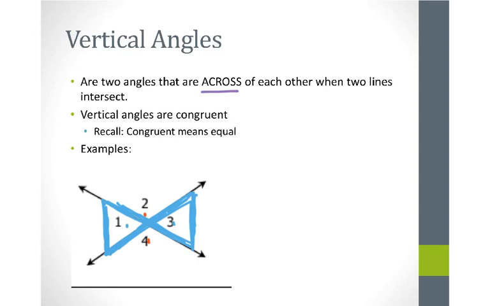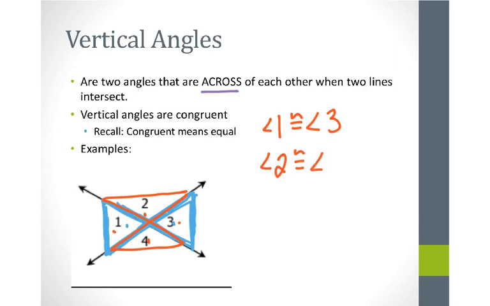But they form a bow tie, okay? And it doesn't matter if it's vertical or horizontal, you still see that bow tie effect, okay? So they kind of go like, or an hourglass or the timer from any games, okay? So, angle 1 would be considered to be congruent to angle 3 because they're directly across from one another. And angle 2 is congruent to angle 4 because they're across from one another. Remember, since they're congruent, that means equal.